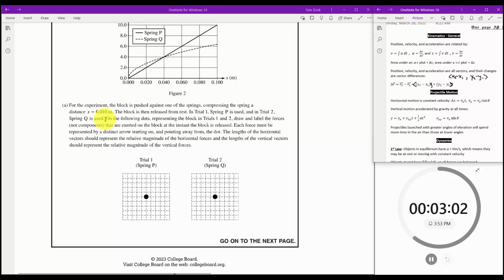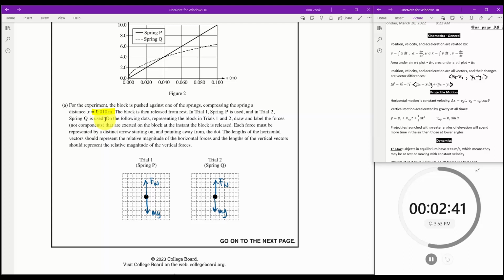So first off, they're both going to have the same weight forces, so I can say mg because it's the same thing. They're going to have the same normal force, which should be equal to the weight force because it's the same weight. But here's where it's a little tricky.